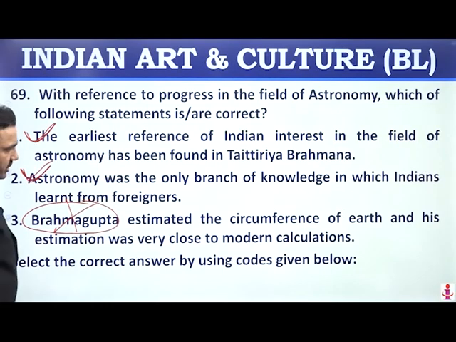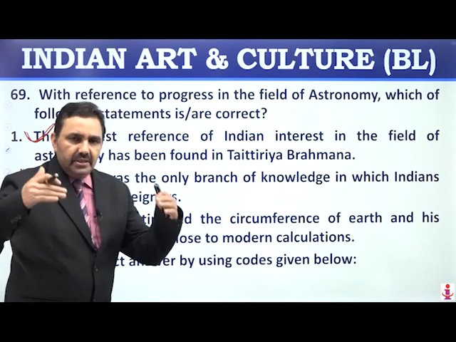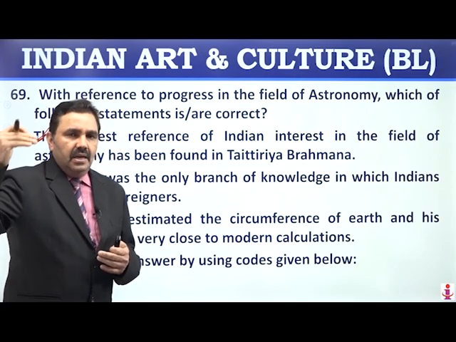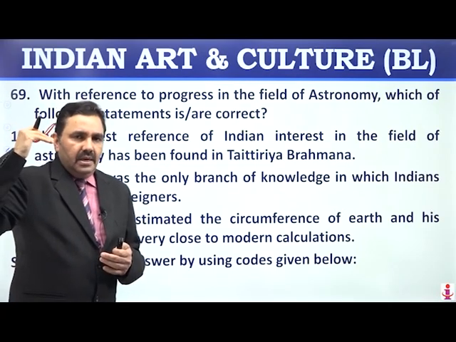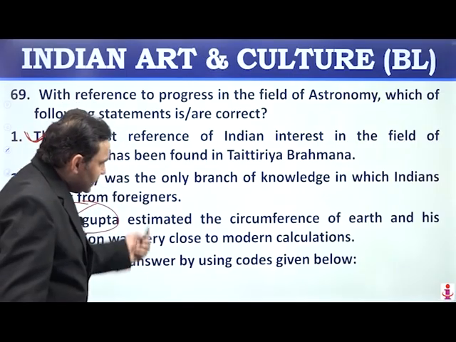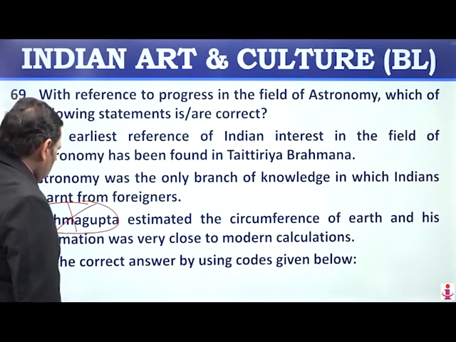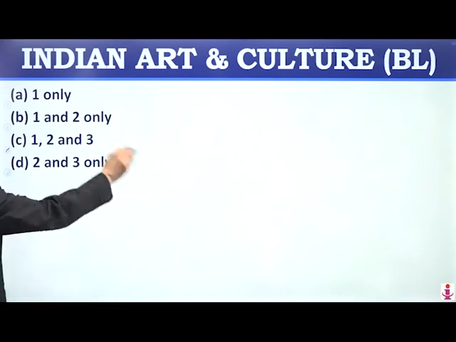Aryabhatta estimated the circumference of Earth. Aryabhatta estimated the distance between Earth and Moon, Earth and Sun. He made all these calculations very, very close to modern figures. So 1 and 2 are correct. Third is wrong because it's not Brahmagupta, it's Aryabhatta. B.